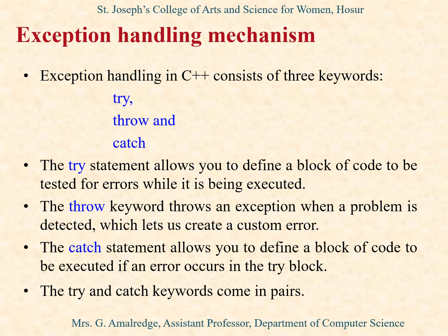Exception handling mechanism in C++ consists of three keywords. One is try, the second one is throw, and the third one is catch. The try statement allows you to define a block of code to be tested for errors while it is being executed. The throw keyword throws an exception when a problem is detected. The third one, the catch statement, allows you to define a block of code to be executed if an error occurs in the try block. These try and catch keywords come in pairs.